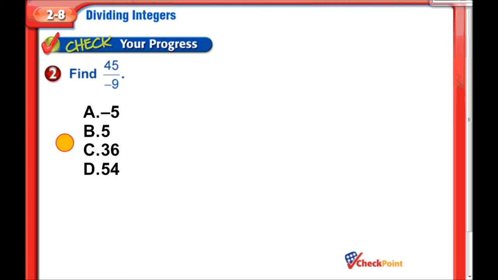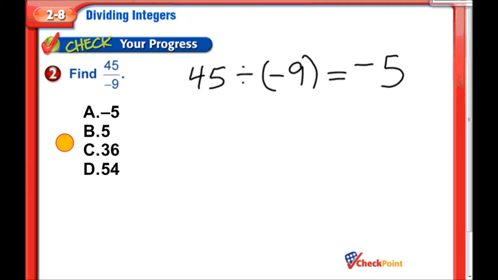So here we have 45 over -9. Now that actually is a division problem. Division problems and fractions, same thing. So this actually means 45 divided by -9. Again, we have two different signs, so right away we know the answer is going to be negative. And now all we have to do is figure out what's 45 divided by 9. Well, if you know your 9 times tables, you'd know right away that 5 is how many times that 9 goes into 45. But of course it would be a -5. All right, let's keep moving.